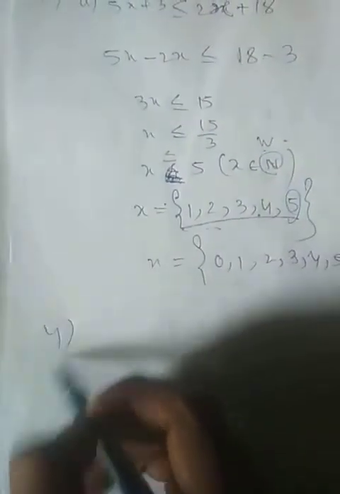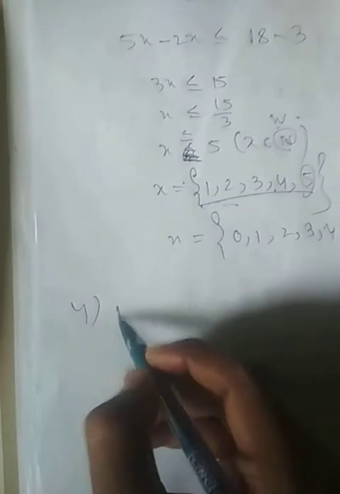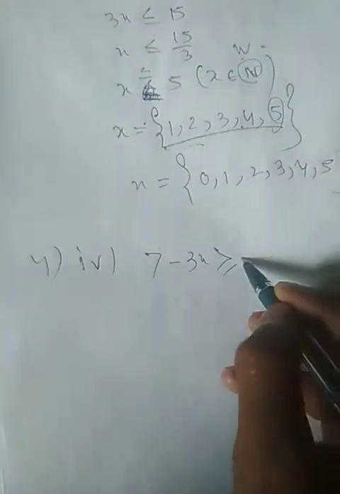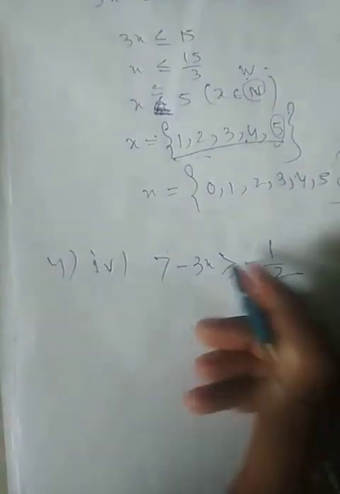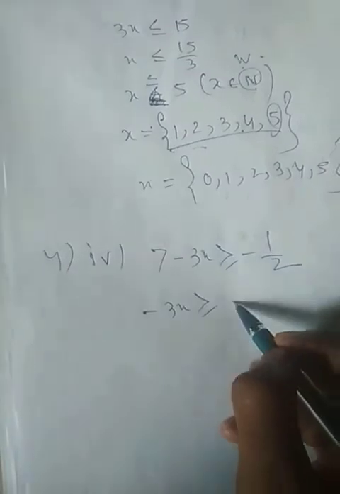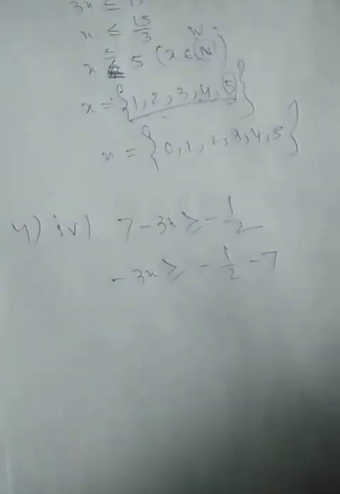Number 4, same maths, but it is said that x belongs to whole number. What is given there? 7 minus 3x greater than or equal to minus half. Okay, I can check: minus 3x, then 7 is plus there, then that will be minus on that side.